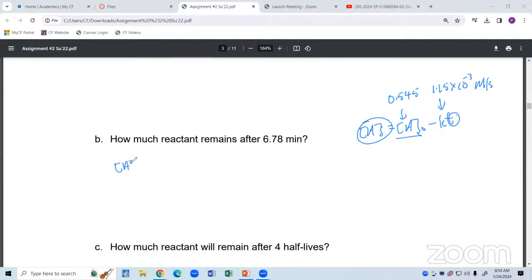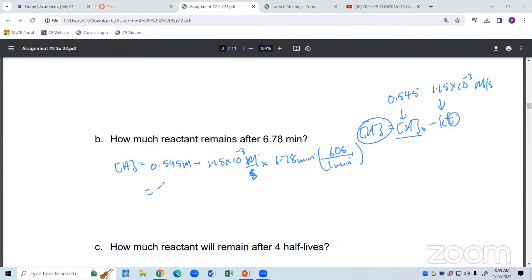The concentration of A is equal to 0.545 M minus K, which is 1.15 times 10 to the minus 3, and don't forget the units, M over S, multiplied by the time. The time is 6.78 minutes. But guess what? We have seconds here. So what we need to do is convert the minutes to seconds. So we're going to put 1 minute down here, 60 seconds above, and then we do the math. So let me do that right now.